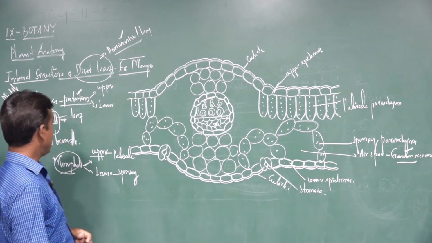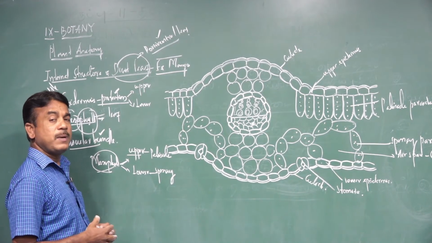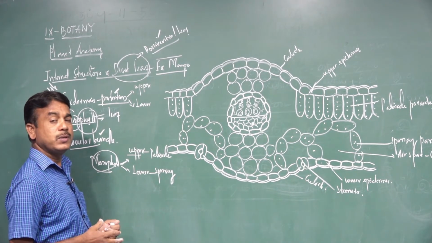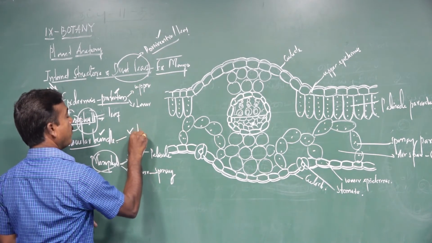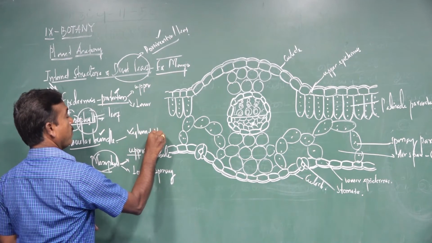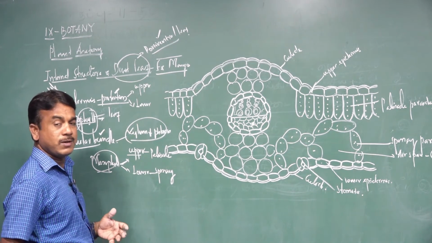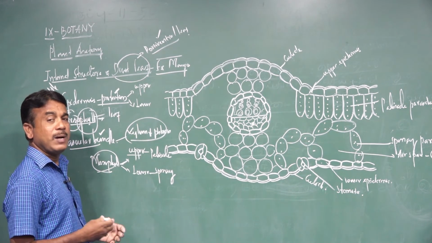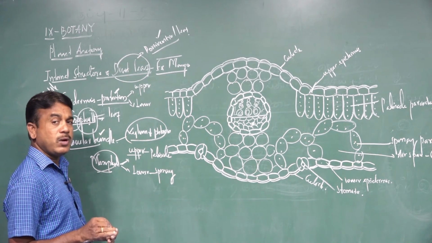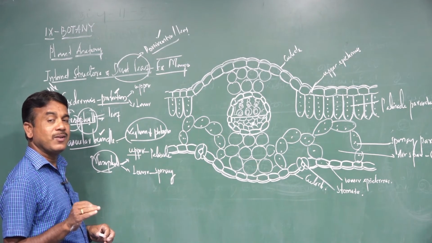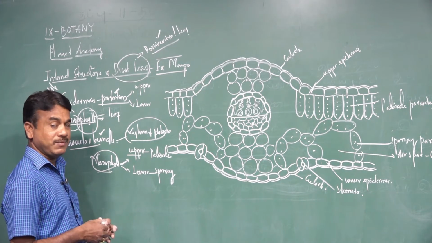Now come to the next one, the vascular bundle. What is the vascular bundle? Vascular tissue formed as a bundle. What is vascular tissue? Xylem and phloem. Xylem and phloem, integrated together to form a bundle, is commonly called a vascular bundle. In general, vascular bundles are situated only in the veins of the leaves. That's why the veins form the skeleton of the leaves.